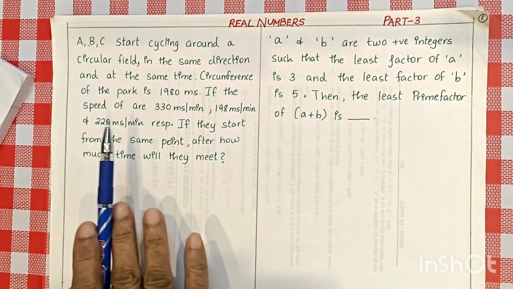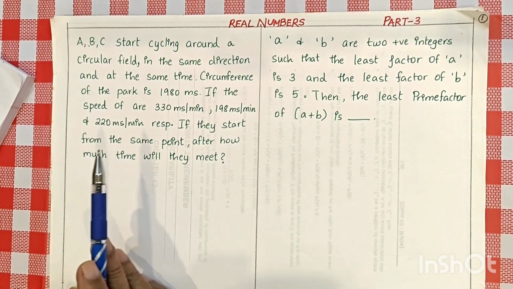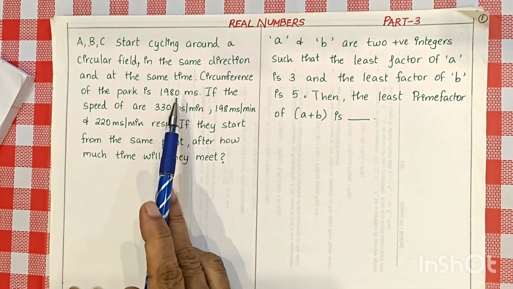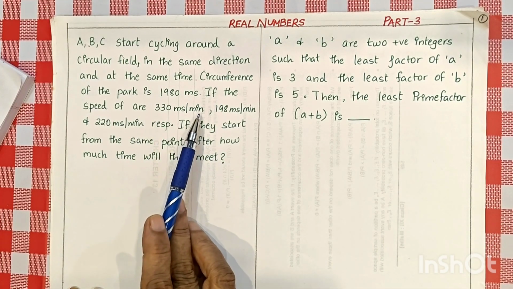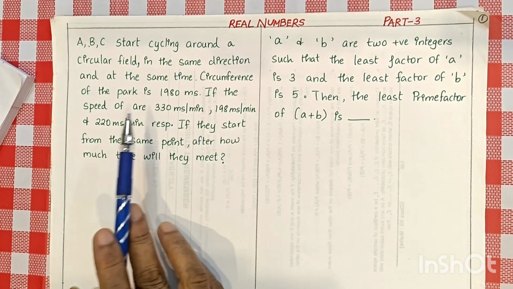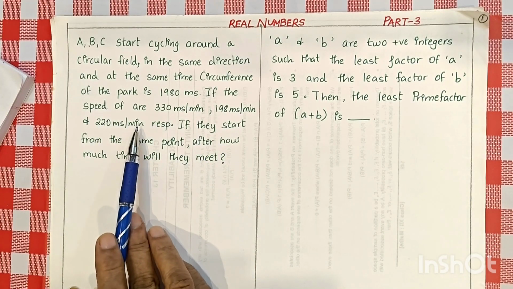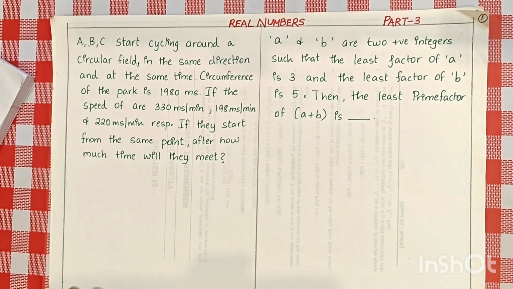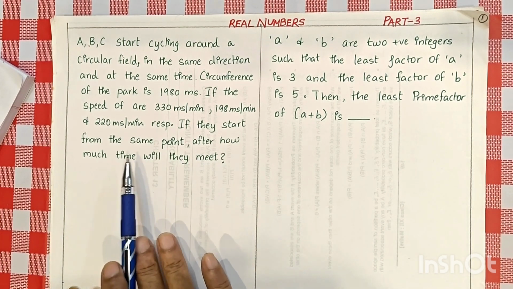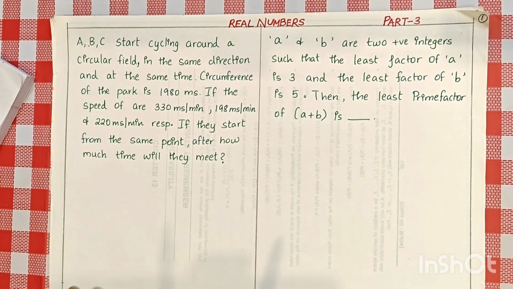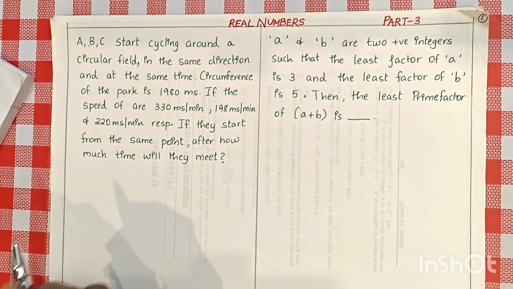A, B, C start cycling around a circular field in the same direction and at the same time. The circumference of the park is 1980 meters. The speeds given are 330 meters per minute, 198 meters per minute and 220 meters per minute. In the previous sum it was how many kilometers per day they will cycle. Here they have given the speed. If they start from the same point, after how much time will they meet? So again here also we have to find the time taken to complete one round.